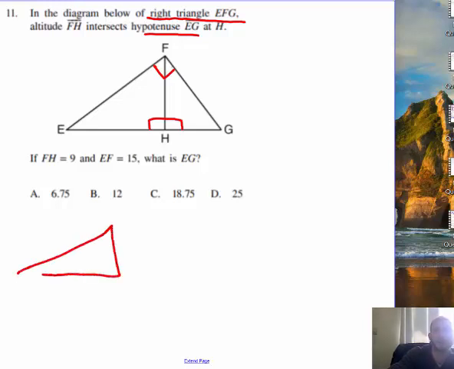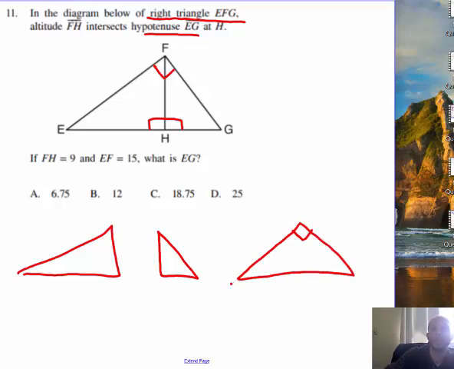Which means I am going to go through this process for this type of problem: draw the three triangles, and figure out which ones you are going to use to set up your proportion. So the big triangle is EFG. The small triangle, make sure you get the right angles in all of them, is FHG. Right angle over here, FHE.